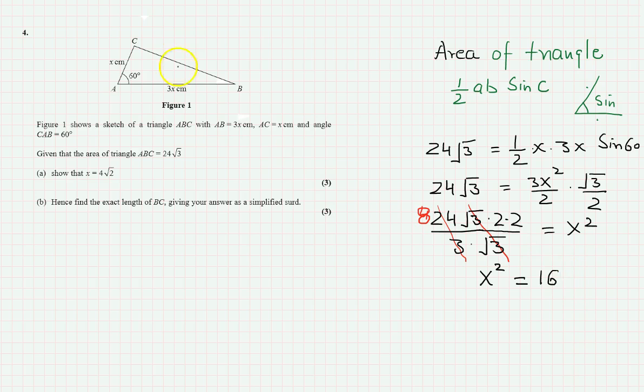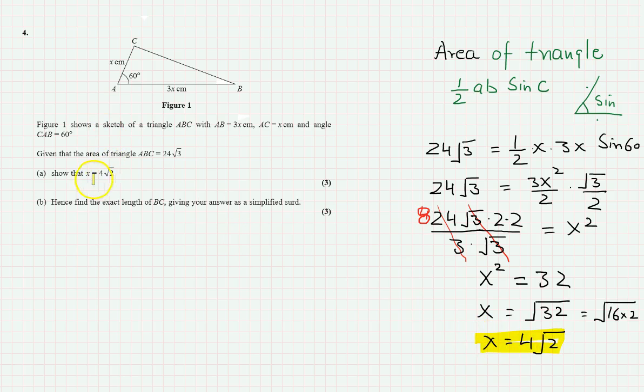So it will be x square is 8 times 4 is 32. So x is equal to root 32. So that is 16 times 2. And root of 16 is 4. So x is equal to 4 root 2. So this is the answer we are supposed to prove. Show that, this is 3 marks.